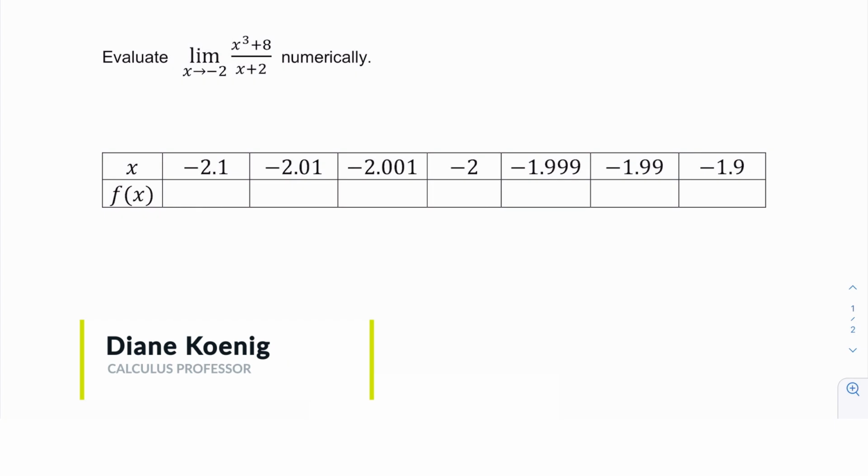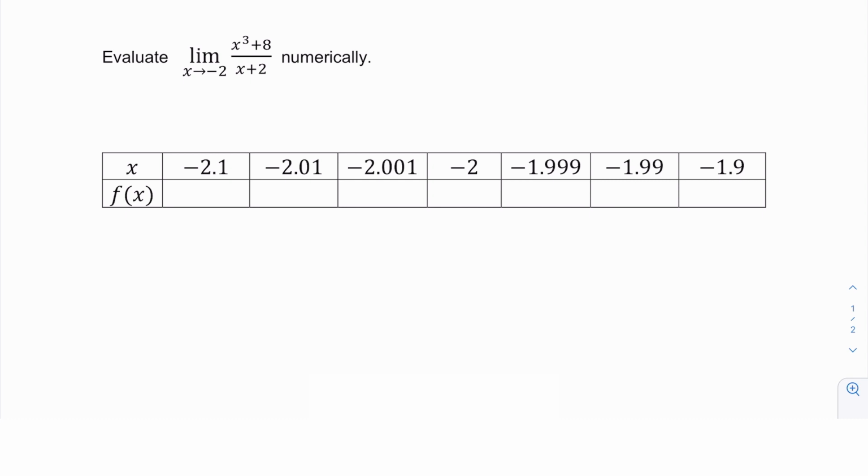Hello, and welcome to a video on evaluating a limit as x approaches a specific value of an expression numerically. Now here, we're looking at the limit as x approaches -2 of x cubed plus 8 over x plus 2. When we are doing this numerically, we want to set up a table for our x values and our outputs of our expression values, our f of x values.